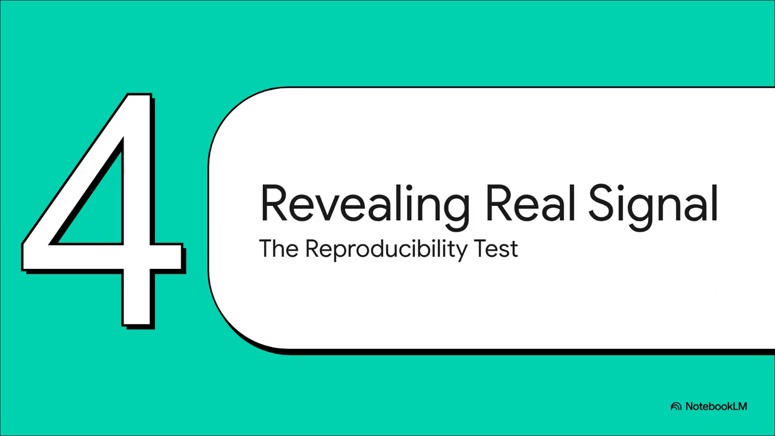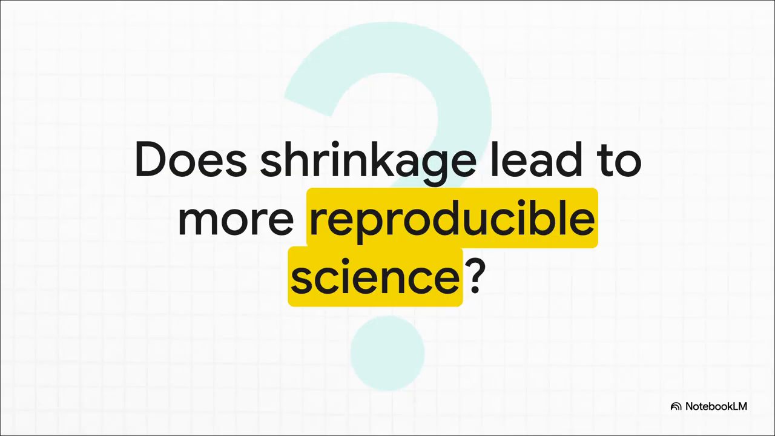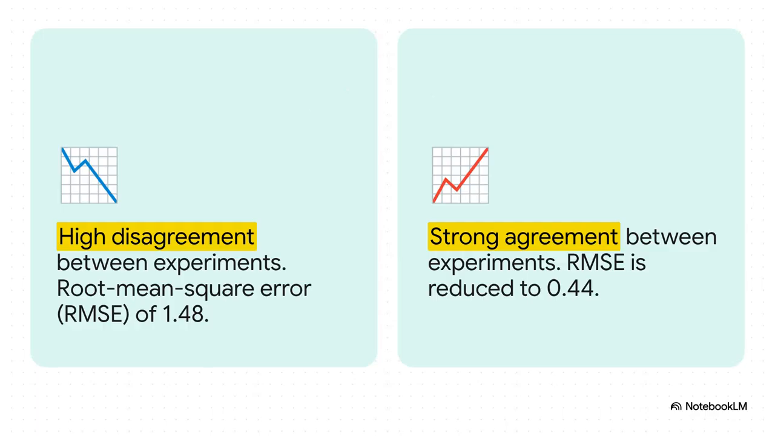Okay, so the idea sounds great, right? It's elegant, but does it actually hold up in the real world? Does this fancy statistics actually lead to better science? Well, the authors of the paper asked that exact question, and they came up with a really smart way to test it. They designed a little experiment to see if this whole shrinkage thing really could make science more consistent. So what they did was they took one big data set and just split it right down the middle. Then they analyzed each half like it was its own separate experiment.